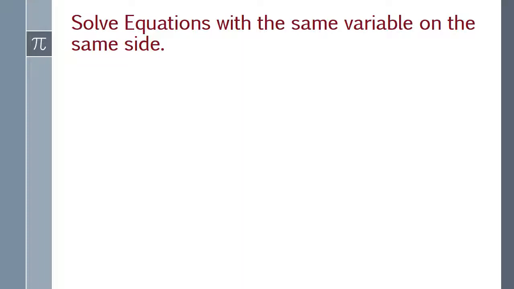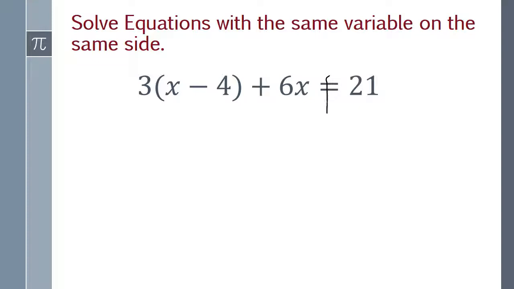Let's take a look at another equation, but this time we have variables on the same side. So we have 3 times (x minus 4) plus 6x equals 21. And to be able to solve this equation, I'm going to have to get rid of the parentheses by distributing. So I'm going to distribute 3 into the parentheses. 3 times x is 3x. 3 times negative 4 is negative 12. And then I'm going to add 6x equals 21.